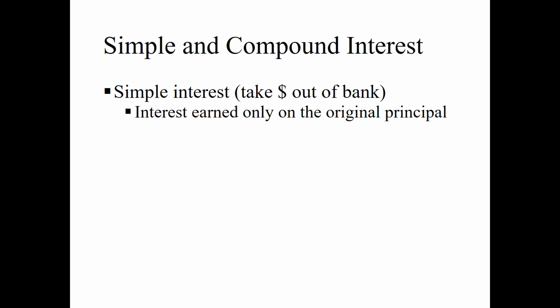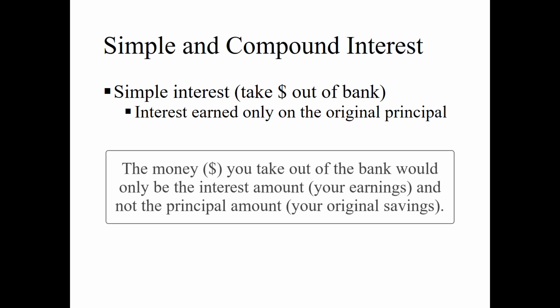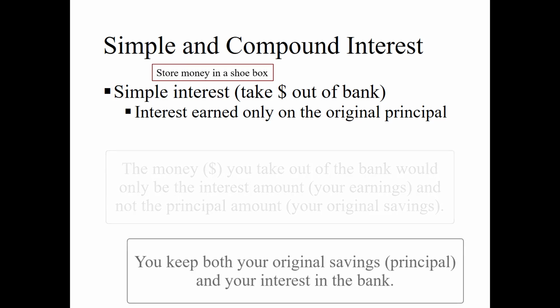It's important to note that in most examples, unless it's otherwise stated, we will assume compound interest. Simple interest means that you're going to take your money out of the bank. You're only going to earn interest on the original principal or the original amount that you have saved. In other words, you're going to store that money in a shoebox. You're going to take that money out of the bank and you're going to store it for later.